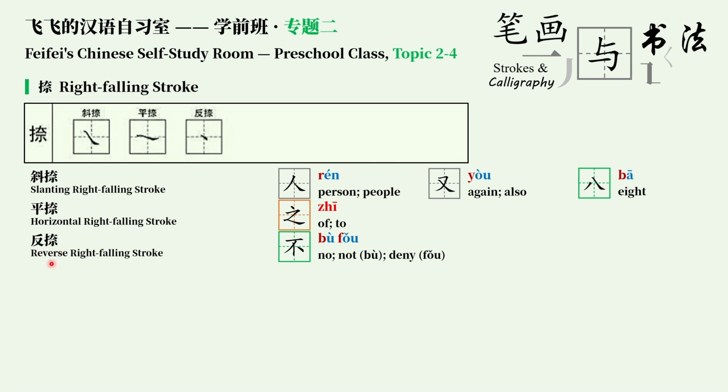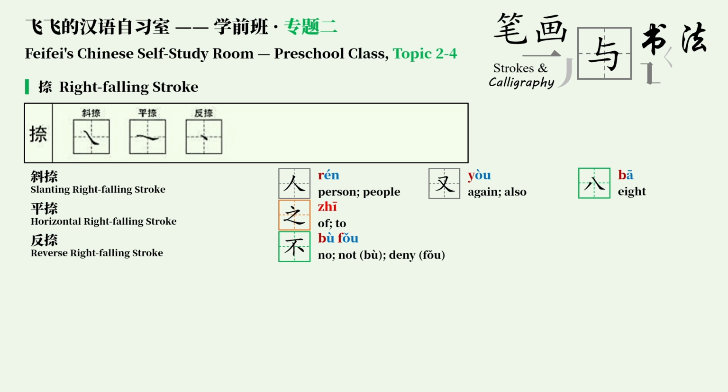反捺, reverse right fallen stroke, also known as the dot right fallen stroke. This type is shorter and more restrained than the other two right fallen strokes. It has no obvious sharp tip and ends with a firm pause instead of a lift.